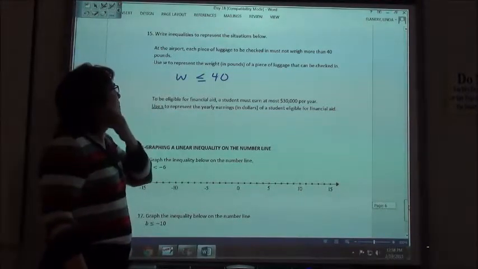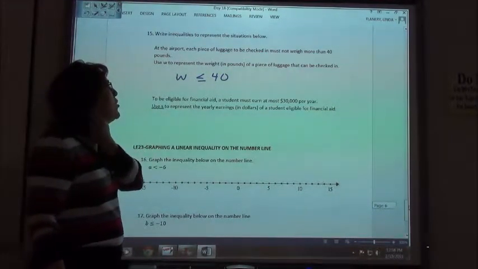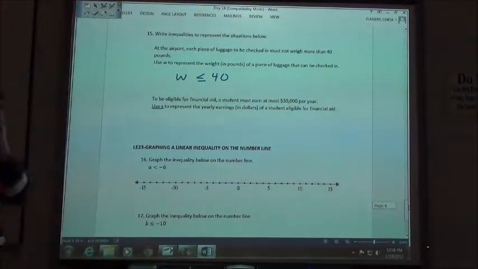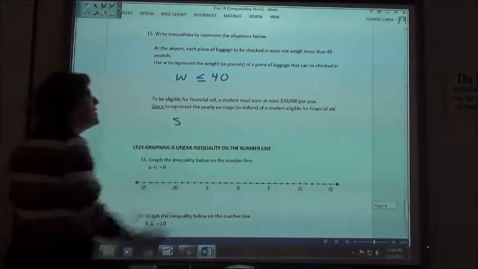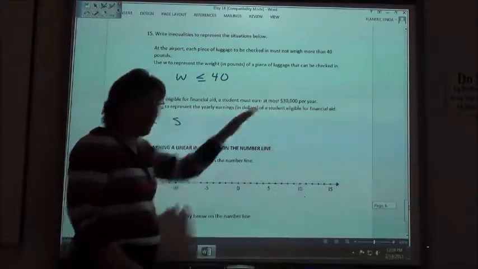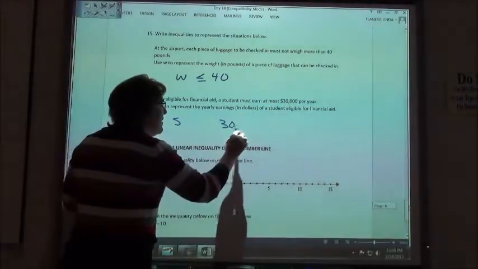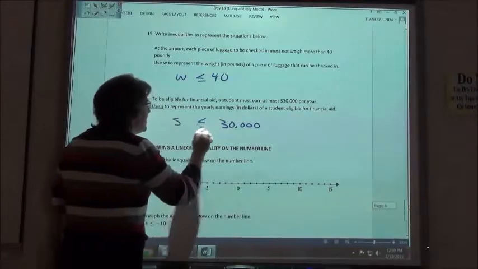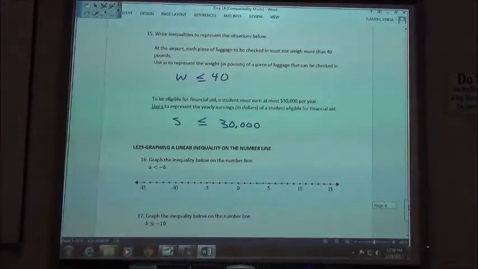To be eligible for financial aid, a student must earn at most $30,000 per year. Use S to represent the earnings in dollars. At most. Less than or equal to. 30,000 is the most. I could be at 30,000, but otherwise I've got to be less than that. So less than or equal to my 30,000.